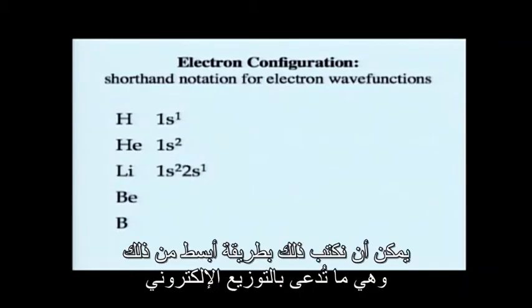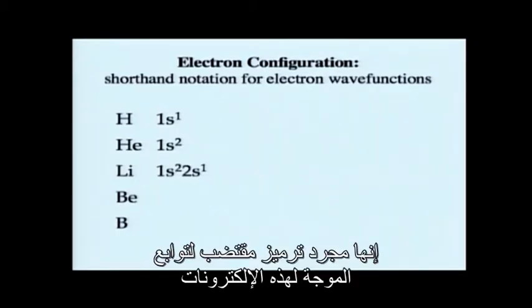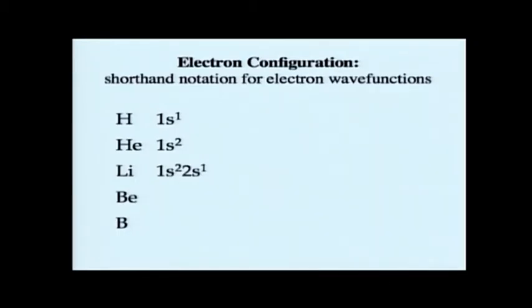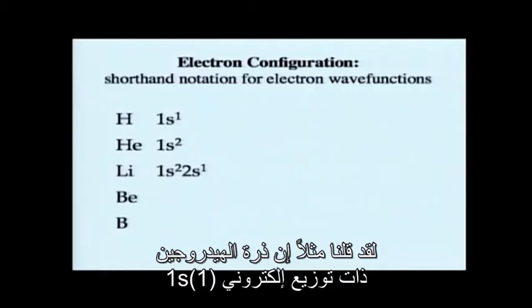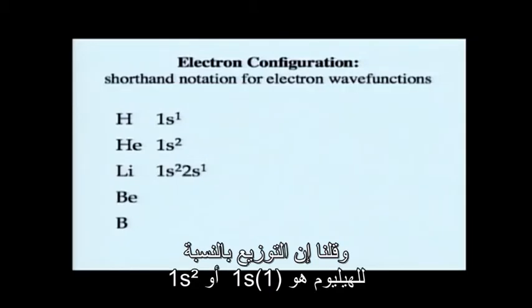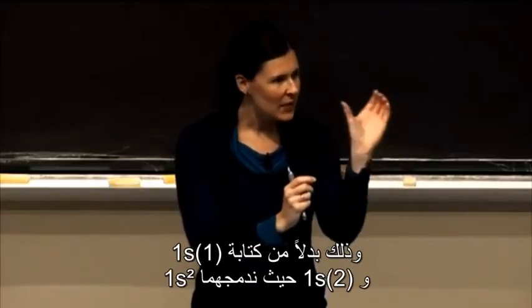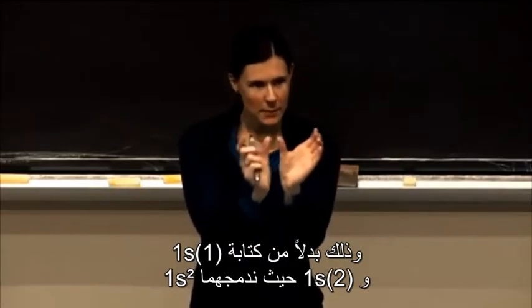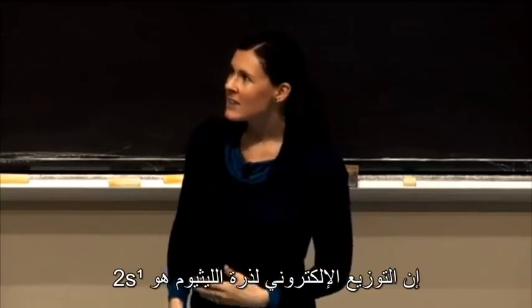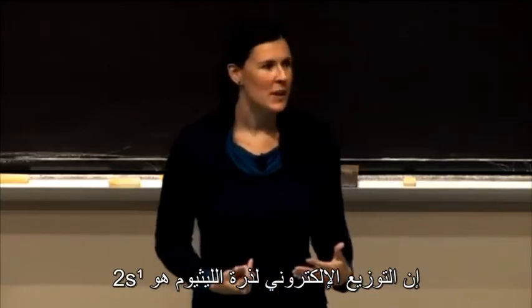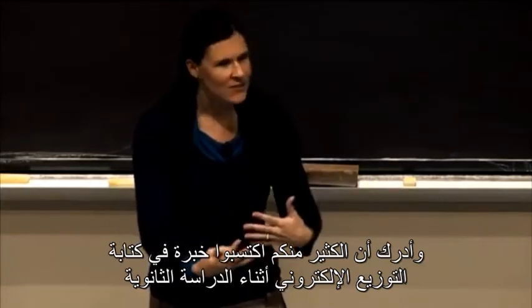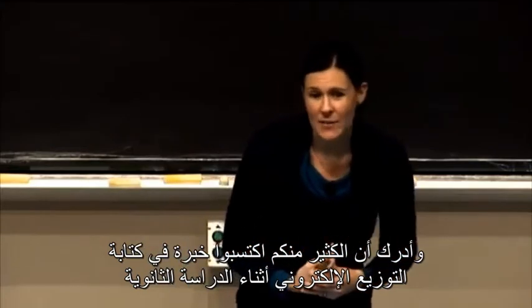And we can also write this in an even simpler form, which is what's called electron configuration. This is just a shorthand notation for these electron wave functions. So for example, hydrogen is 1s1. Helium, we say, is 1s2 or 1s squared. So instead of writing out the 1s(1) and the 1s(2), we just combine it as 1s squared. Lithium is 1s2, 2s1.